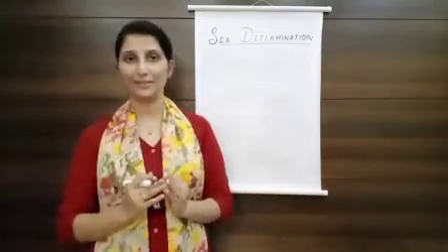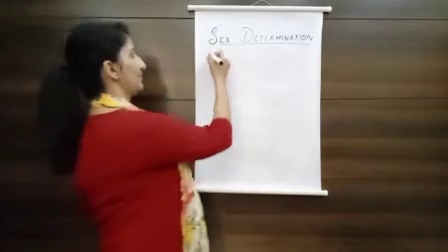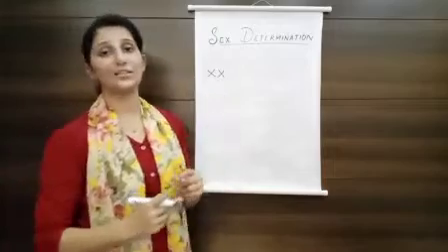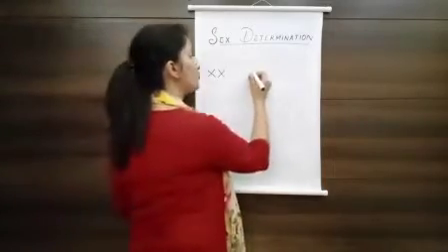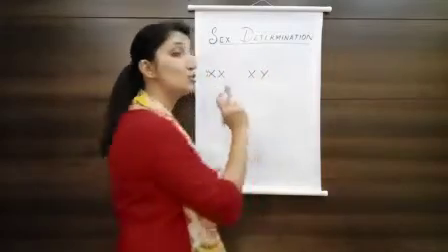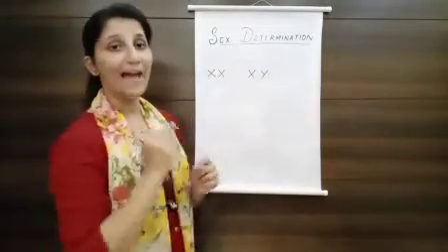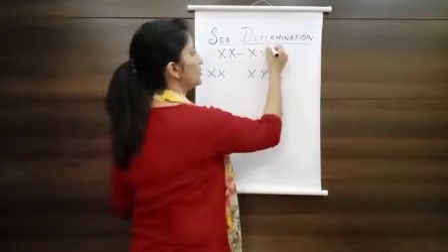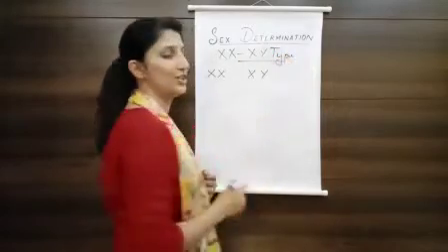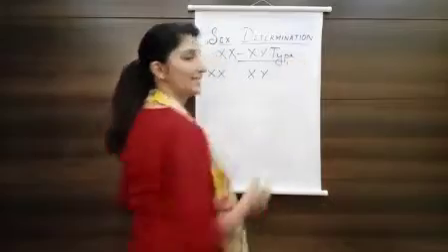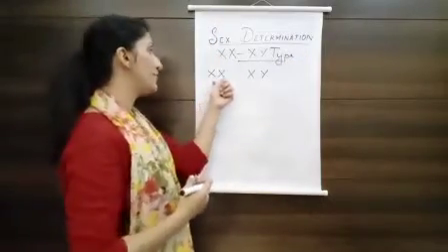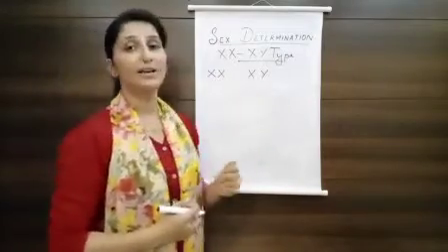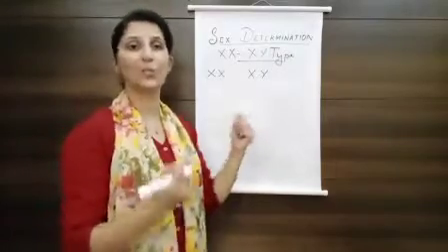Now, if you take a female, females are homozygous. That is, they have a similar pair of X chromosomes. And males are heterozygous with a dissimilar pair. That is, they have two types of sex chromosomes, X and Y. And this type of sex determination is called XX and XY type of sex determination. Is it clear? So, females are homozygous with two similar X chromosomes, and males are heterozygous with one X and one Y chromosome.